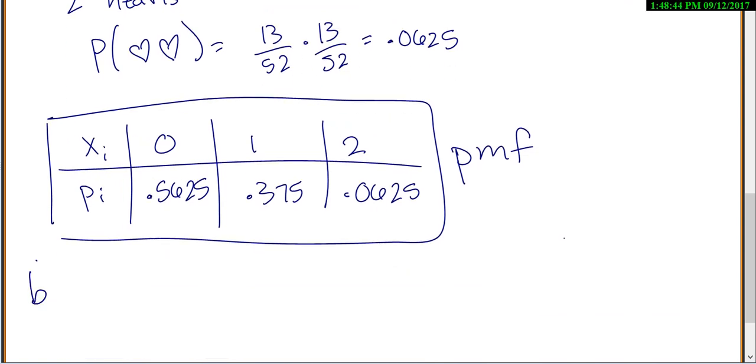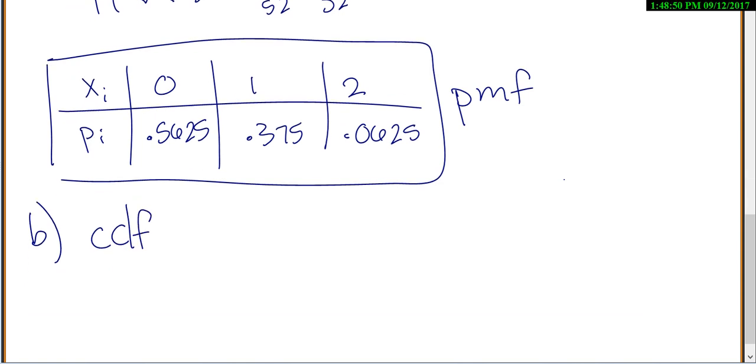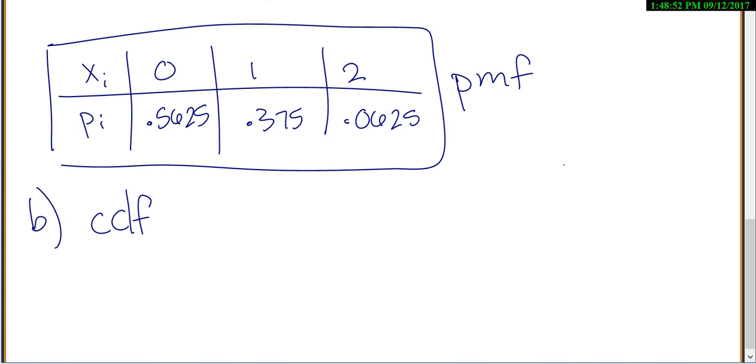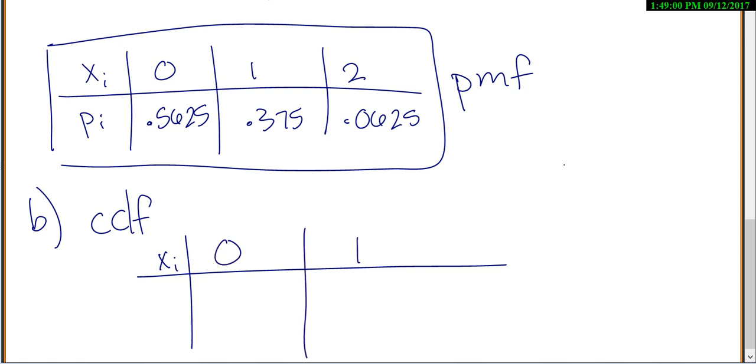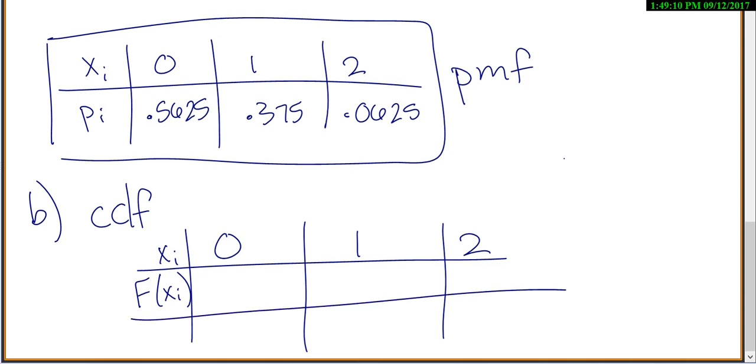Now for part B, find the CDF, the cumulative distribution function. The way we do this is, again, you'll put each x value, 0, 1, 2, and then you want to find the CDF value, which we call capital F of xi. But really, what does that mean? For 0, that means the probability that x is less than or equal to 0. To get x less than or equal to 0, the only choice is 0, so that's 0.5625.